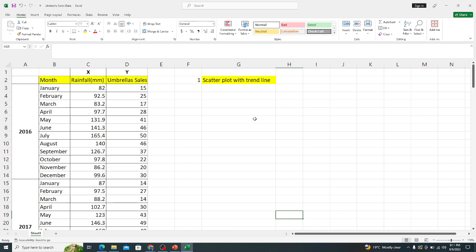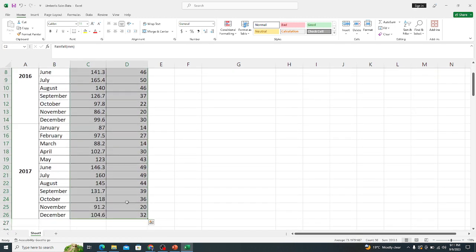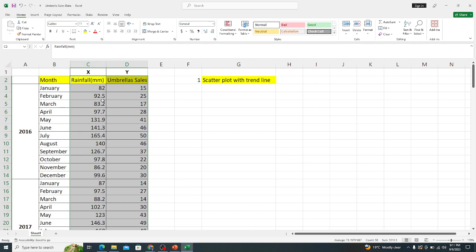Okay, now back to the topic. Scatter plot with trend line. So our objective now is to plot the amount of rainfall against umbrella cells. In that case we are just going to highlight our data, only the data, because we have the x variable and y variable.